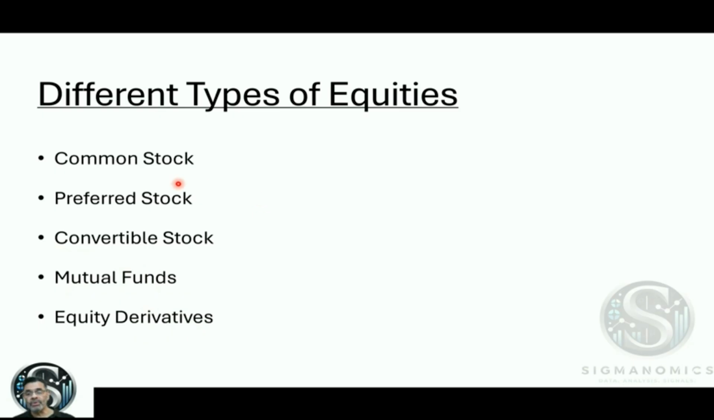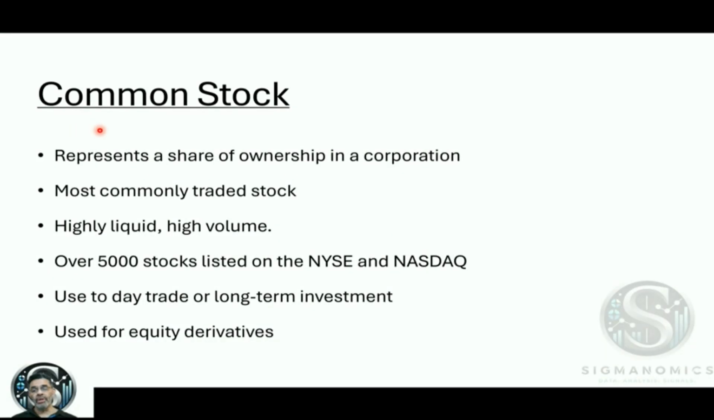What we'll do now is go through and give a brief overview of each of the different types of equities. So we'll start with common stock. A common stock represents a share of ownership in an underlying corporation. It is the most common type of stock that is traded on the exchanges. They are very highly liquid, and most of the high volume transactions that take place in the exchanges are common stock. There are over 5,000 listed on the NYSE and NASDAQ alone. They can be used either for short-term day trading or for long-term investments. And most equity derivatives are based on common stock.